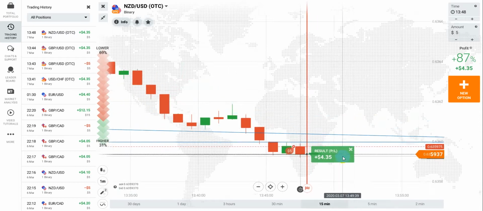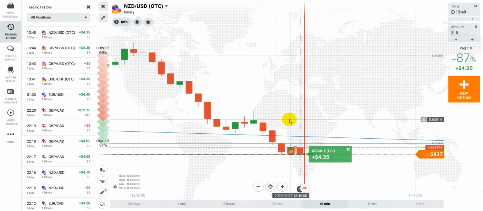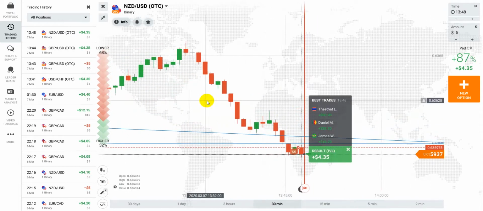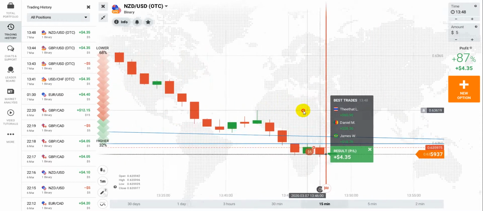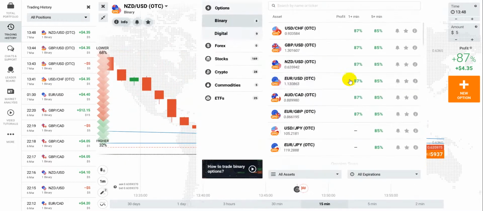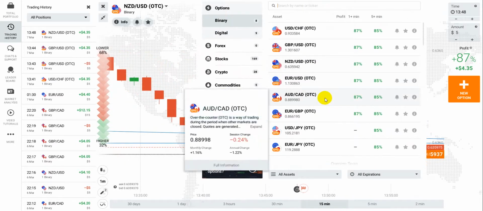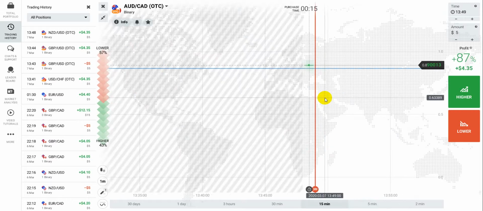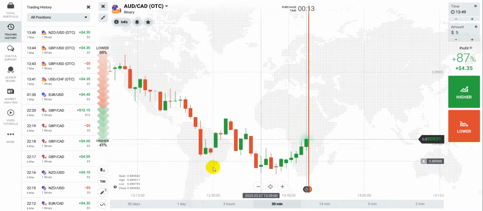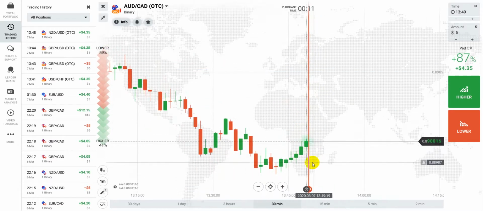And I win this trade. So no trade here. I want to change the pair here. So here is strong bullish momentum.